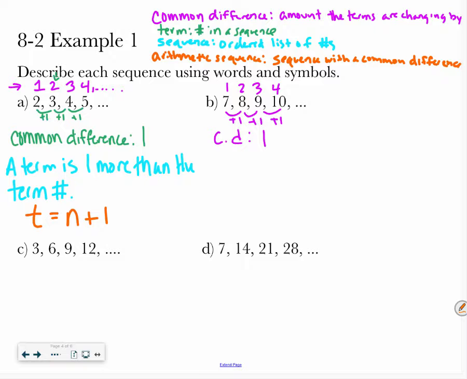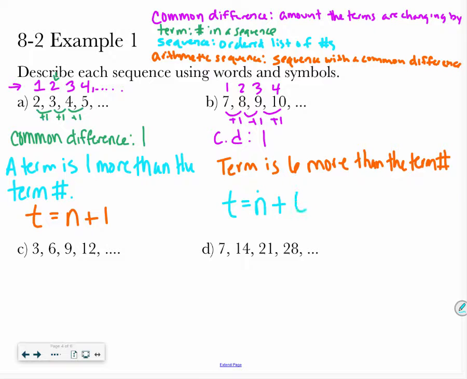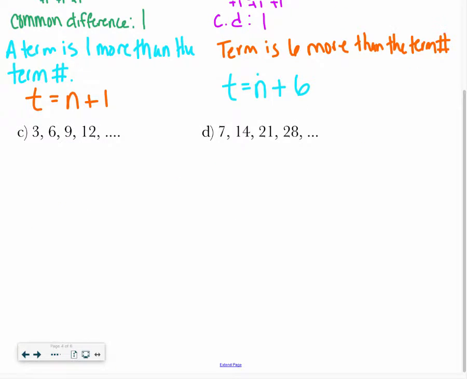So I would say the terms have a common difference of 1, and the term is 6 more than the term number. So as an equation, all I would have to write is t equals n plus 6. Okay, let's try 2 more.